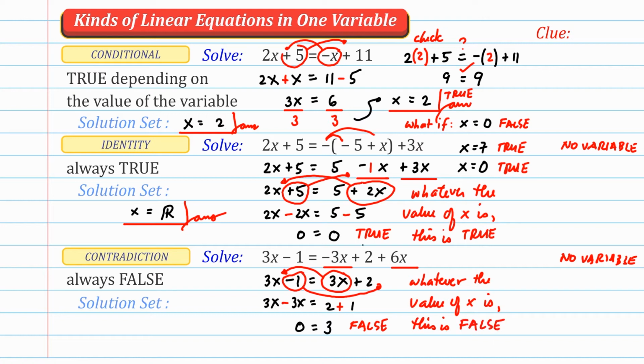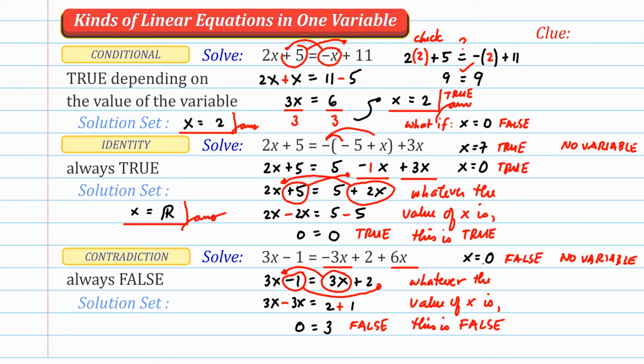Talaga, sir? Kahit anong isubstitute namin na x, false yan? Okay. Try natin, x is equal to 0. Okay. 0. Anong natira? Negative 1. Sa kanan, positive 2. Is negative 1 equal to positive 2? Is that a true statement? No. It's a false statement. So, if x were equal to 0, it's false.